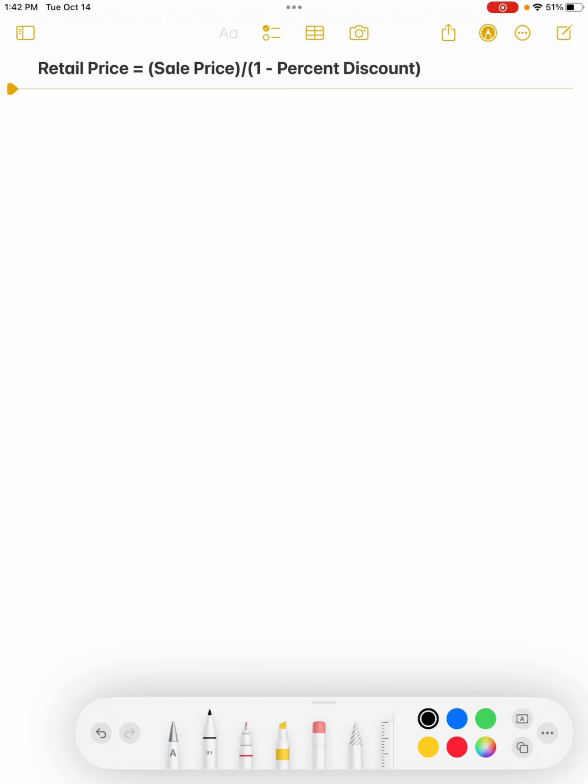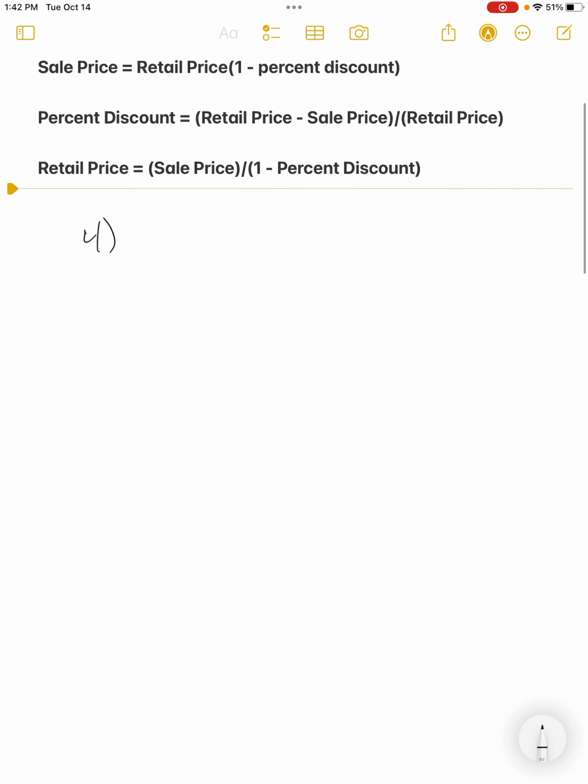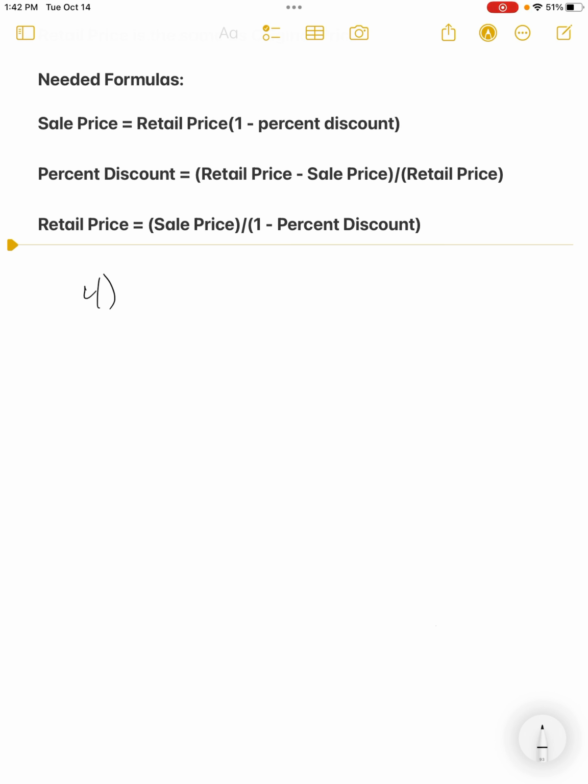So number 4 gives us some information. Here's what number 4 gives us. They tell me the retail price is $47. They tell me the sale price is $41.50. And they're asking me to find the percent discount.